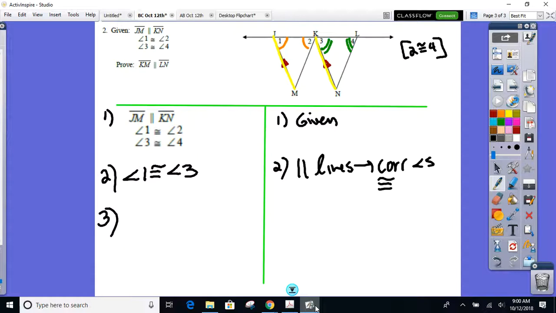1 and 3, N. I got 1, 2, 3. Which 2 do you want to use? That's what I'm asking. 1 and 3, N. Okay, 3 and 4 are equal. 1 and 3 are equal. What tells me what now? 1 and 4 are equal. Substitution.